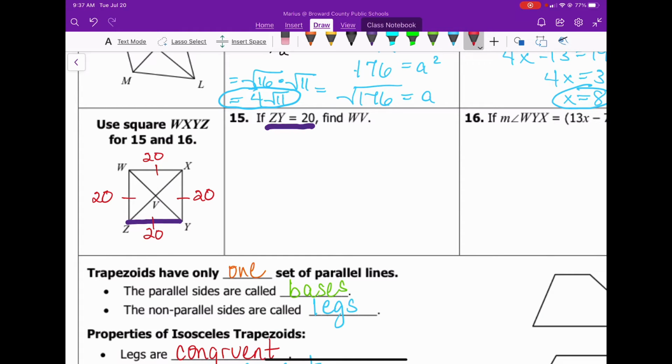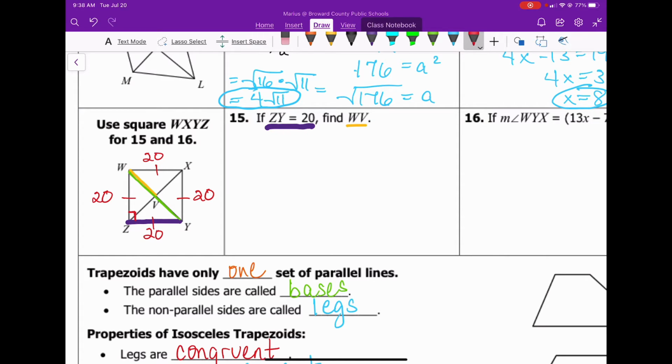And they're asking us to find WV. So that's something totally different. WV is half of WY. So if we can figure out what WY is, then we can just divide that in 2, and that'll tell us what WV is. Let me put a right angle box here. So we're going to be looking at a right triangle.